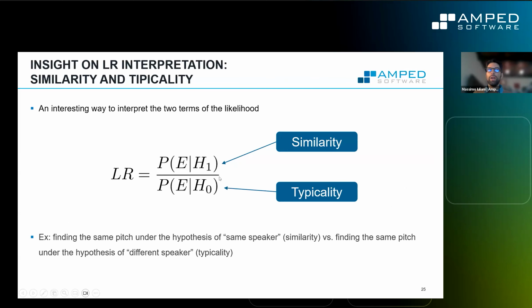Let's make an example. Let's say we are talking about speaker comparison, speaker identification. And let's say we are comparing the pitch of the voices. You may have a low pitch like this or a high pitch like this. So this is a feature that you can use to discriminate. So the similarity is like saying, what is the probability of having a compatible pitch under the hypothesis that you are the same speaker? Intuitively, it's high, unless, I don't know, you are sick, you are angry, but the same speaker tends to speak with a similar pitch. But what is the probability of having the same pitch if you consider different speakers?